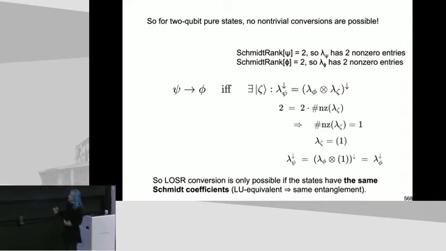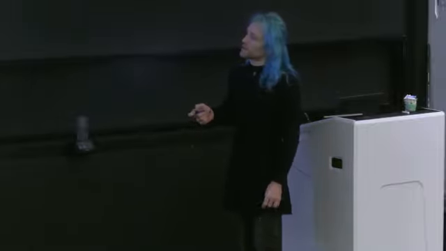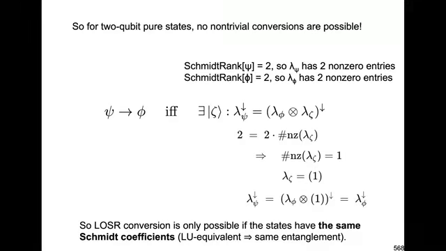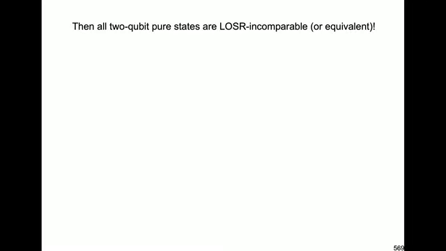Two states that have the exact same Schmidt coefficients are equivalent up to local unitaries, just local basis changes, and local unitaries are, of course, free in this LOSR resource theory. So 2 such states have exactly the same entanglement. If you give me any 2 pure states, then they're either equally entangled or they're completely incomparable. There's never one that is more entangled than the other in this simple case of 2-qubit pure states. They're always incomparable or equivalent.